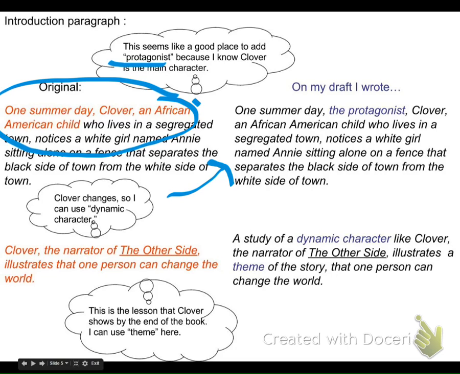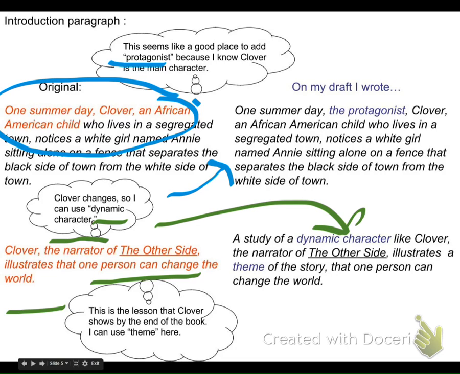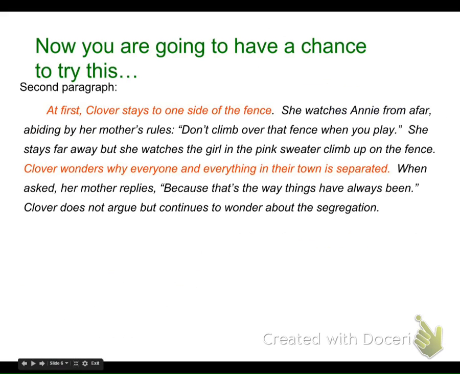So the next sentence is we talk about how one person can change the world. So we're talking about how Clover is a dynamic character. Since I know that, I want to make sure I use that terminology. So a study of a dynamic character like Clover, the narrator of The Other Side, illustrates a theme. And the reason I want to use theme is because that's exactly the message that Clover is sending in her story. And I know that the theme of the story is the message the author wants you to receive. So I can just use the terminology that I've used in my everyday language arts class and add them into my literary essay.